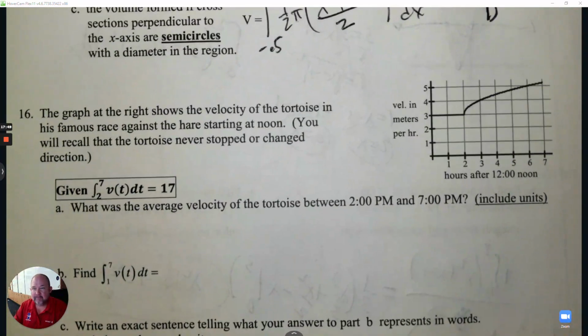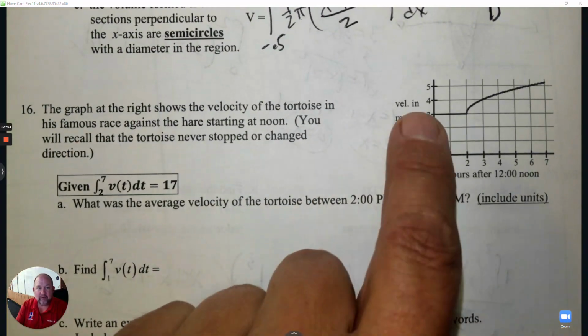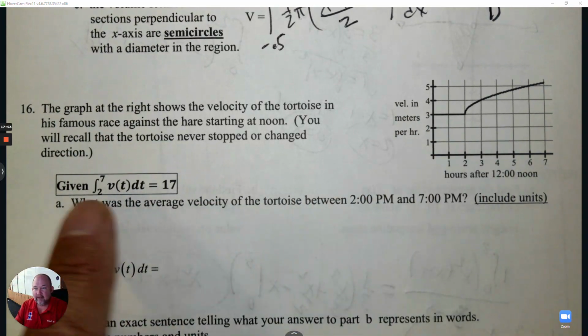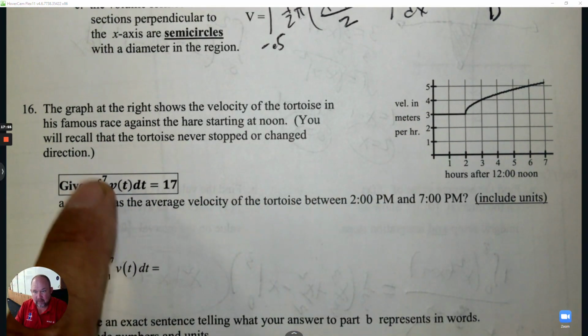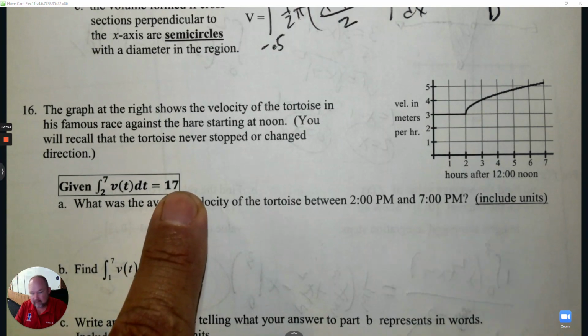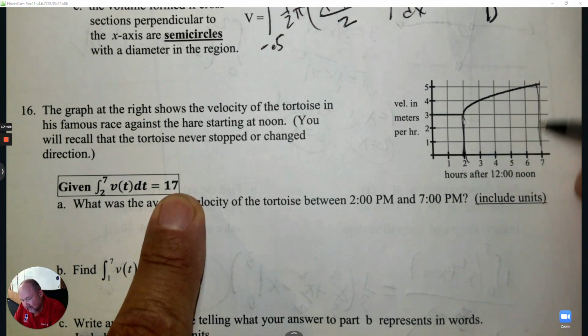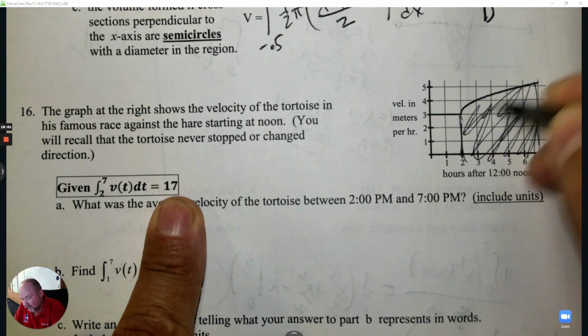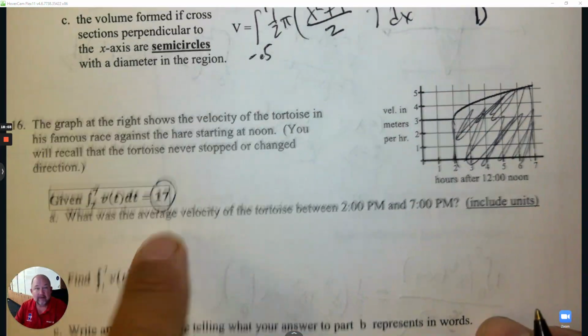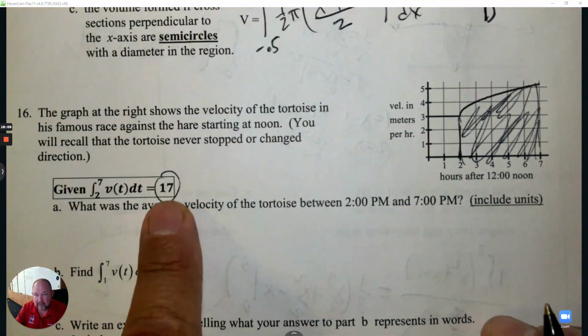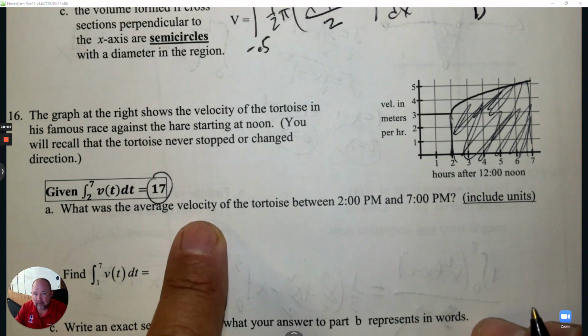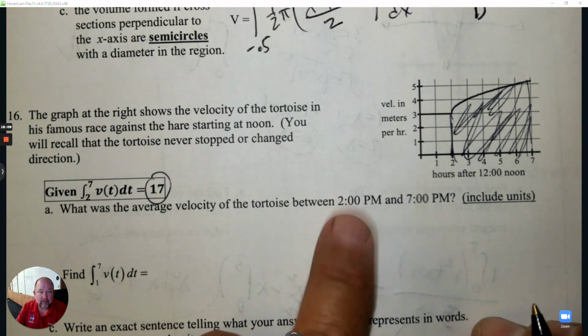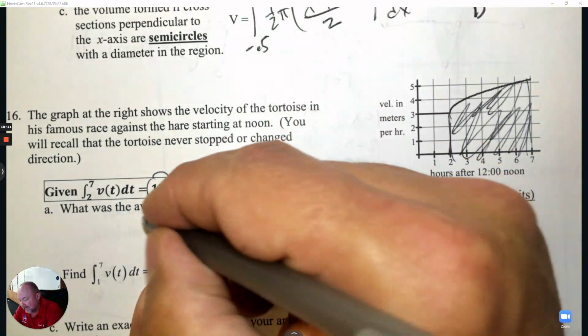All right, last one. So the graph at the right shows a rate graph. And it says given from the integration from 2 to 7 is 17. So from here to here, this area from 2 to there, that area is 17. So I don't need to find it. It was given to me. It says what was the average velocity of the tortoise between 2 and 7? So that's like average value.